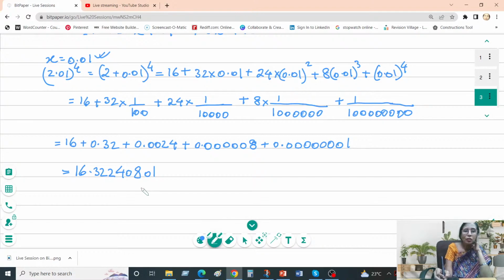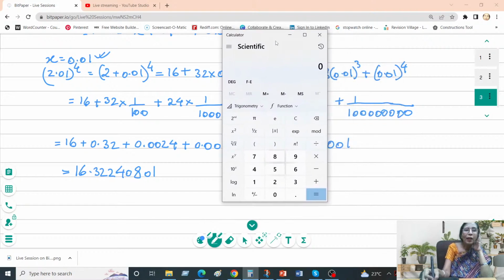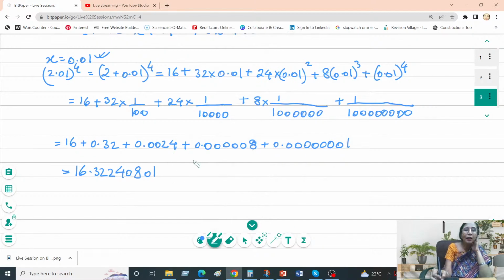Well, I did not open the TI Inspire. I have forgotten, and I am not sure whether I'll be needing it in this session. So let me just use a normal calculator. Let me see what value we get for 2.01 raised to the power of 4. 16.322408001. Perfect. So this is how you can get the answer using the binomial theorem. Clear?